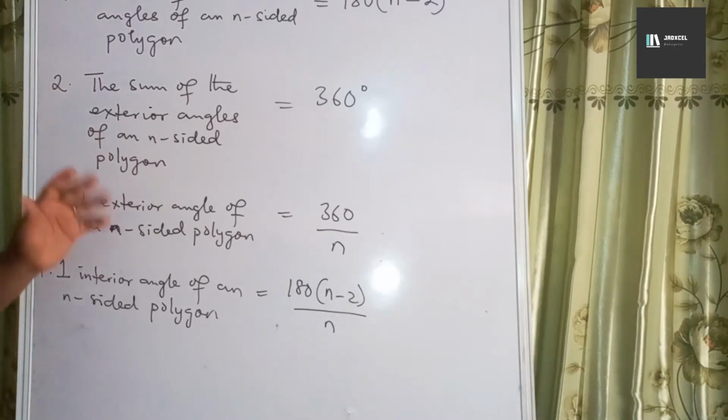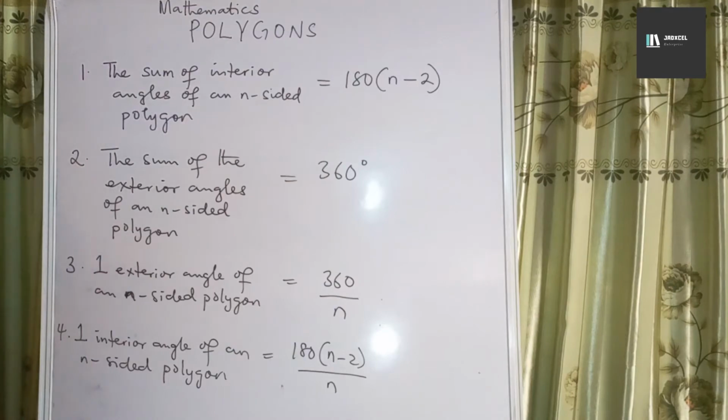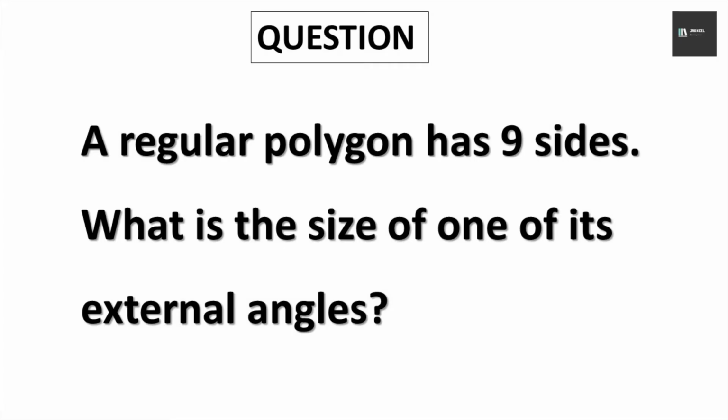I have question number 1 here that says a regular polygon has 9 sides. What is the size of one of its external angles? A regular polygon has 9 sides. What is the size of one of its external angles? What is a regular polygon? Any polygon that has all its sides equal.